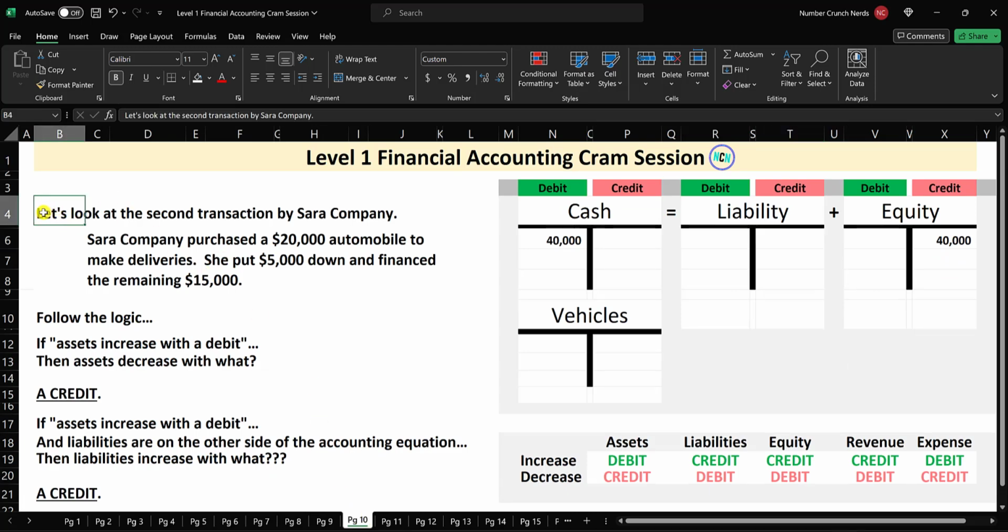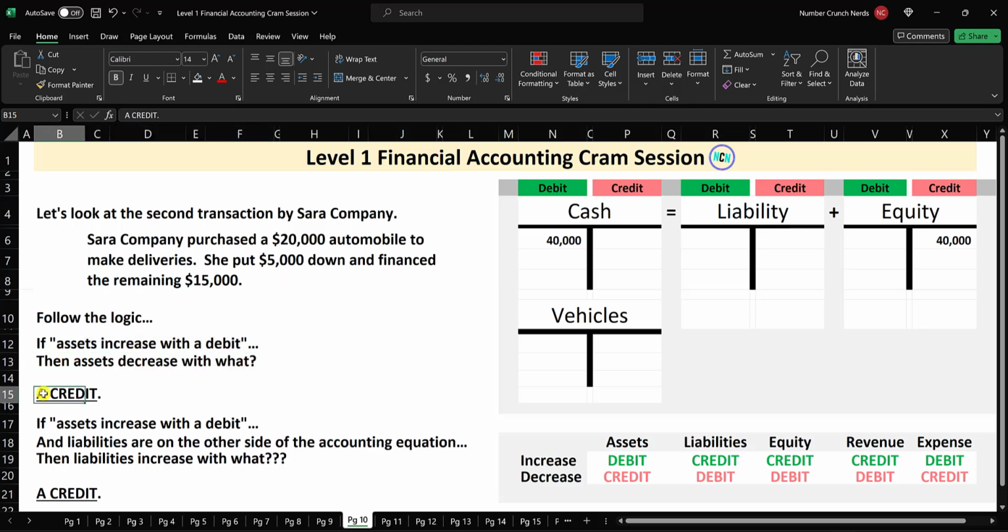Let's look at the second transaction by Sarah Company. Sarah purchased a $20,000 automobile to make deliveries. She put $5,000 down and financed the remaining $15,000. So let's follow the logic. If assets increase with a debit, then assets increase with what?